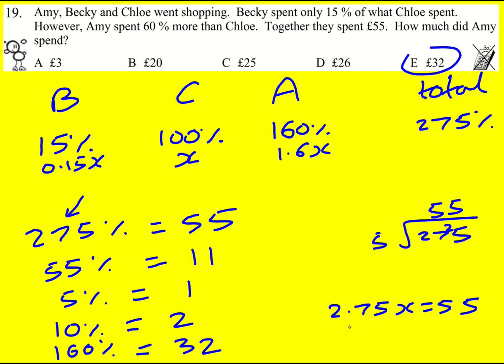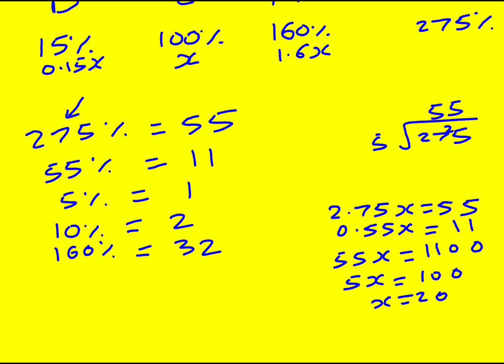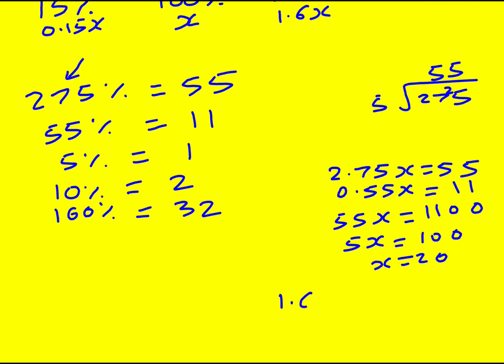What would that give? That would give 11. And this one would become, if you divide through by 5, 0.55x. Actually, to be fair, probably times through by 100 at this point, so 55x equals 1100. Divide by 11, and then I'm going to get 5x is equal to 100, x equals 20, and therefore, remember, I'm interested in 1.6x, so times by 1.6, and that will again give 32.